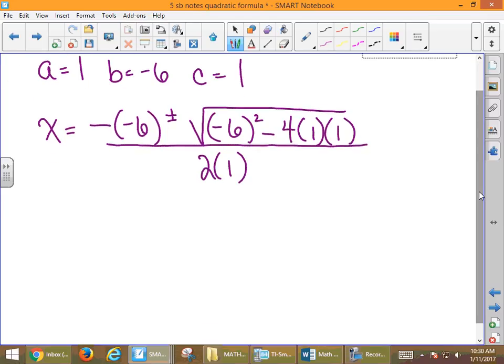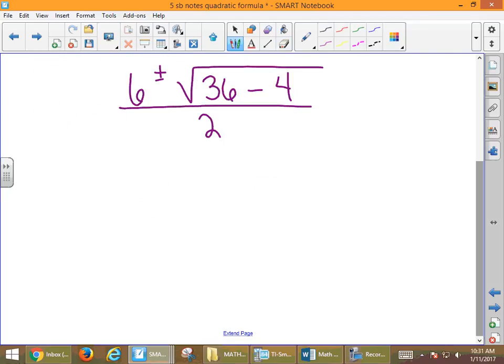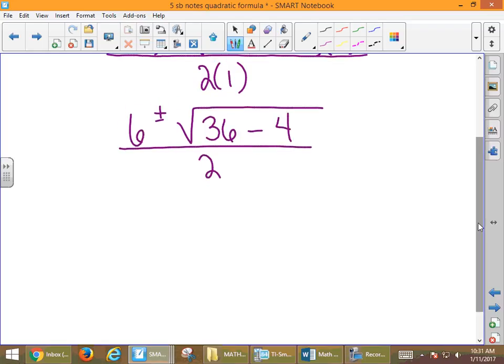Well, if we simplify that, double negative, the opposite of -6 is 6. And if you have to type this in, remember you need parentheses around the -6 to give us positive 36, minus 4 times 1 times 1, which is 4, all divided by 2. So now we're close to finishing here. 36 minus 4 is 32.